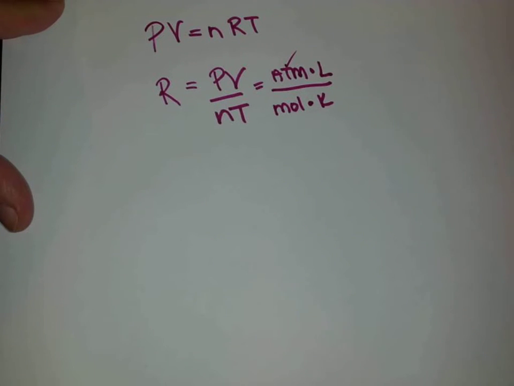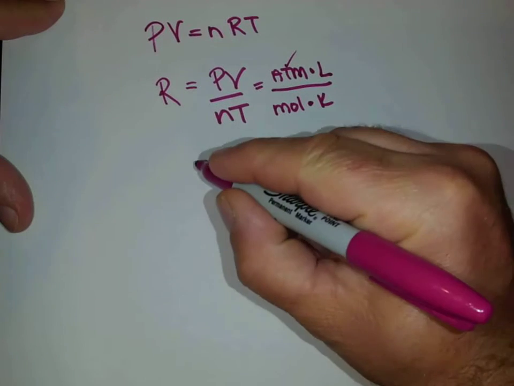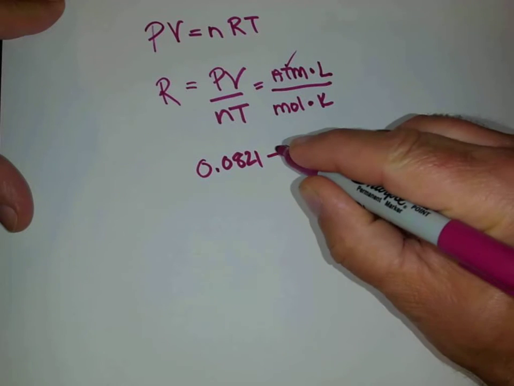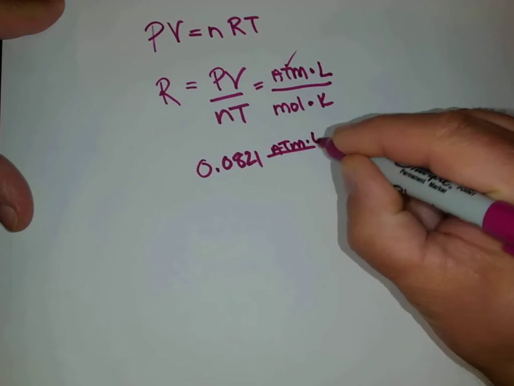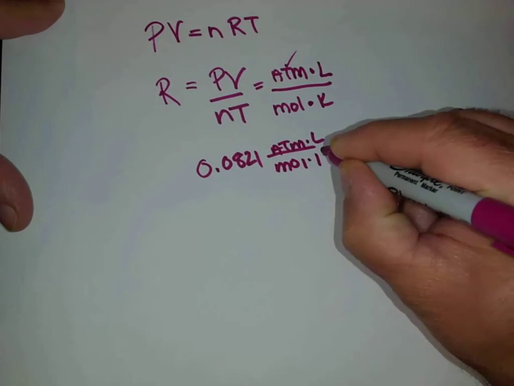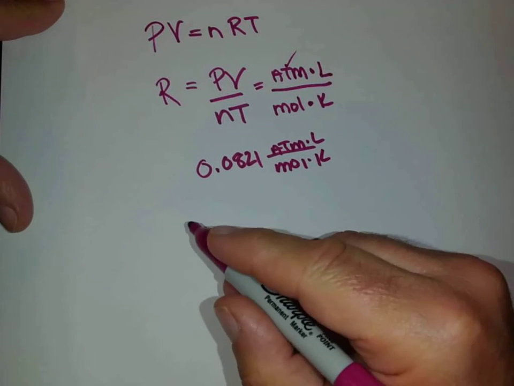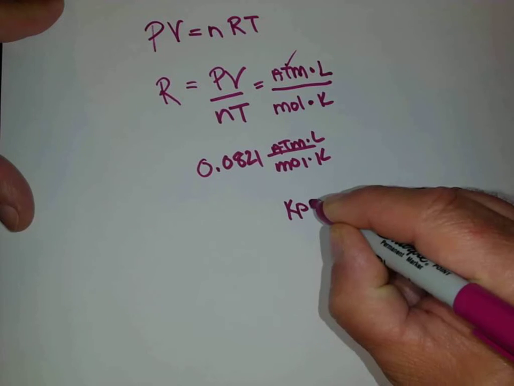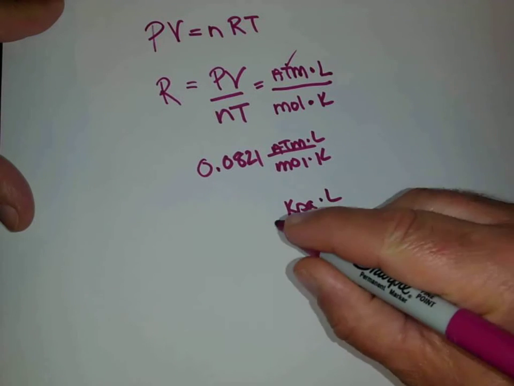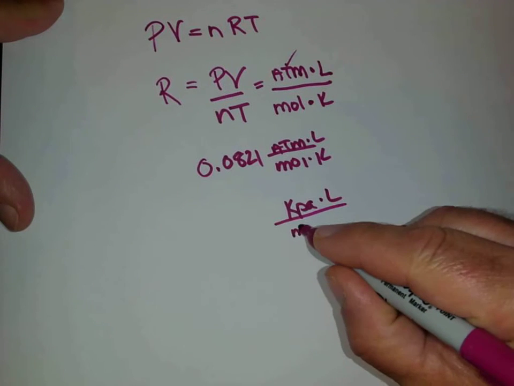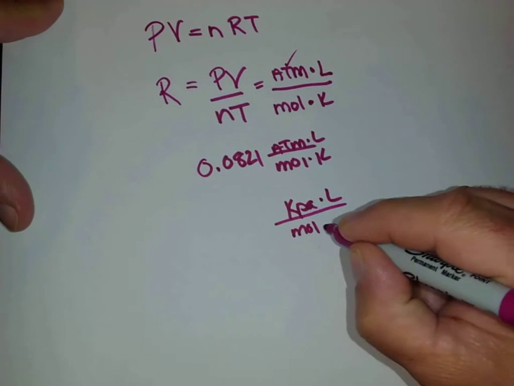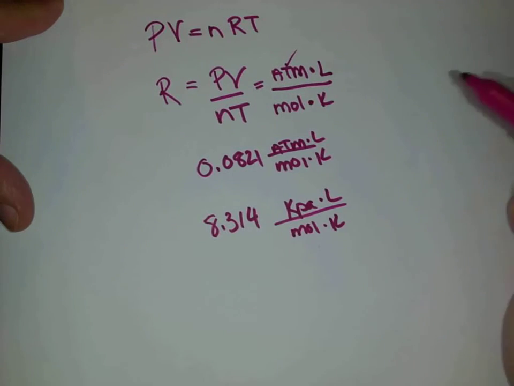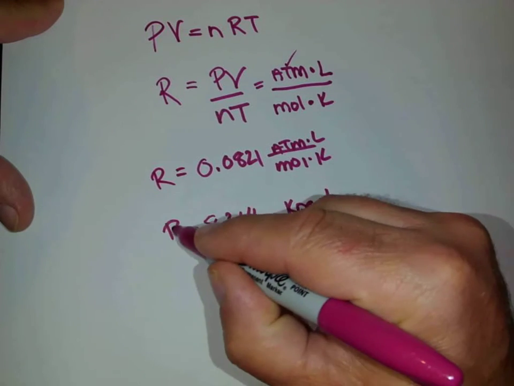Now the physical number will depend upon what that unit of pressure is. For atmospheres, it happens to be 0.0821 atmospheres times liters per mole per Kelvin. If you're dealing with kilopascals, we just change that pressure unit to kPa, and that's equal to 8.314. And these are R values.